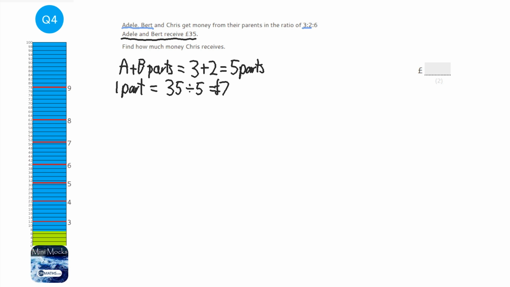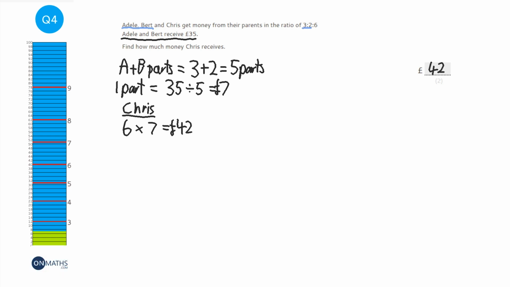Now Chris has 6 parts. So we do 6 times the £7 that each of his parts are worth, so it's going to be £42. And it's really easy to make mistakes with ratio questions by not reading the question, so just make sure you double check that you understand what the question's asking.